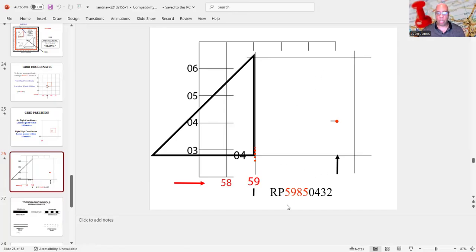Now, if we really want to talk about 5985 0432, I'm going to go 59. Now this is actually 5985, and here's 04. But we're going to go right up here, 5904. Then we're going to go right on over to 0432, and there's where your target is going to be. This is basically military navigation and a little bit of topographical mapping as well.